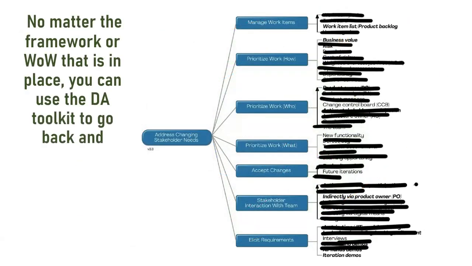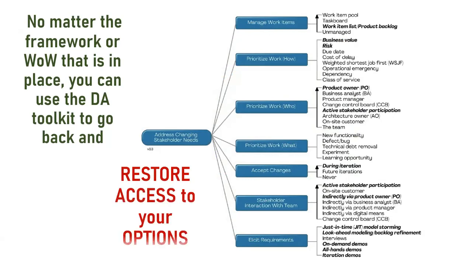So no matter the framework or the way of working that is in place, be it a single framework or a so-called at-scale framework, even if you are in a situation where your choices have been made for you without you even knowing, you can trot out the DA toolkit now and look at the things that aren't working for you. Basically, you can get rid of the Sharpie ink. You can use DA to restore access to your options and start thinking for yourself, and start exerting critical thinking within your organization.